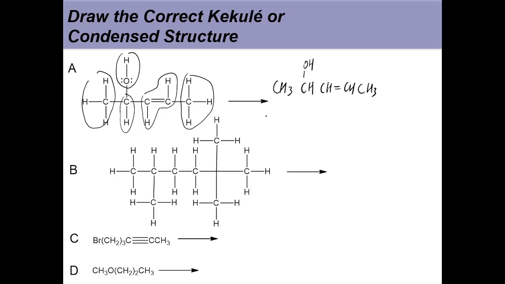This is perfectly fine. Or if you want to merge OH into the structure, it will look like this. CH3CH, OH in parentheses, to show that this OH is actually not in the sequence, but actually attached to the carbon in the front, followed by CH, double bond CH, and then followed by CH3.